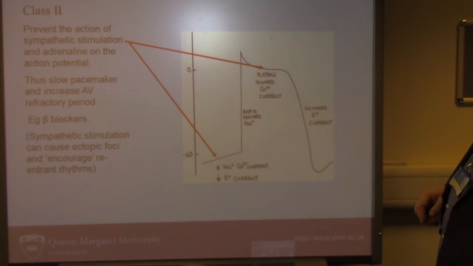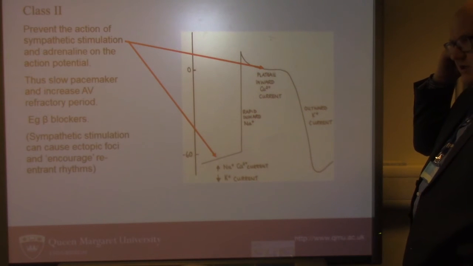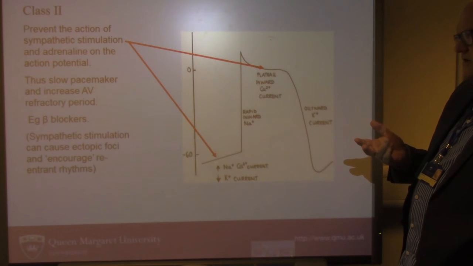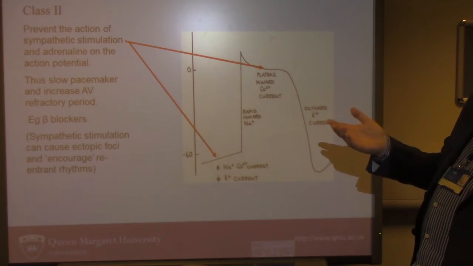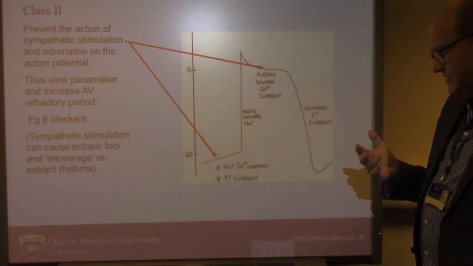Class 2 prevents the action of the sympathetic stimulation. They slow, basically, they're slowing the pacemaker. An example of class 2 would be the beta blockers, slowing everything down when you've got an accelerated rhythm.